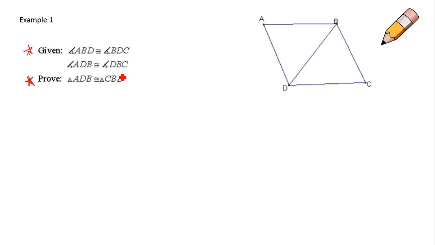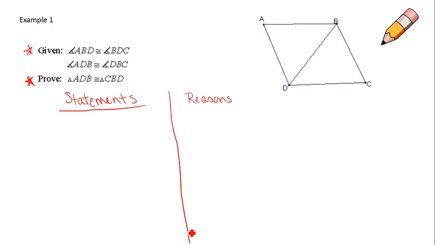Now that you may have written the given and the proof there, go ahead and pause anytime you need to. Draw that picture, and then we're going to go ahead and run through how we go about proving these triangles congruent. So we're going to have two columns, statements and reasons. You can also label the reasons justifications if you want to. You can put a line down the middle, but you don't have to. But we're going to go ahead and, like always, start with our given.